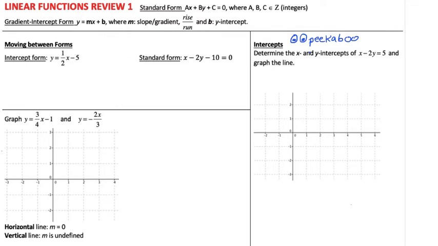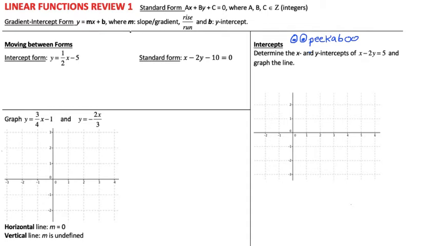So today we're going to do a little bit of line revision. Perhaps you remember the basics. You remember your good old y equals mx plus b, and hopefully you remember that m is slope, a rise over run, and the b is the y-intercept.